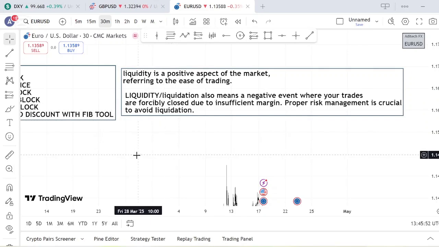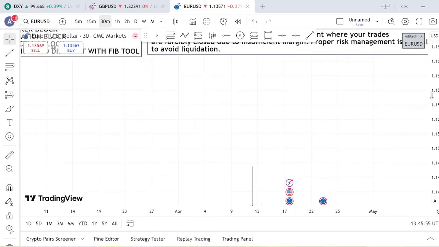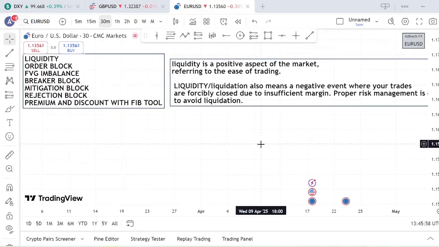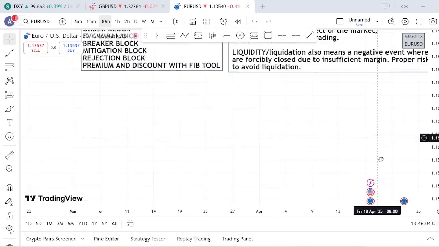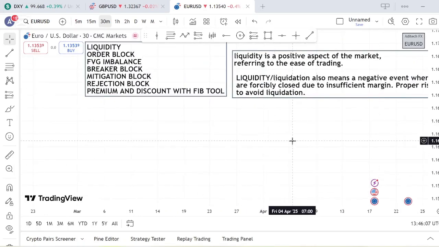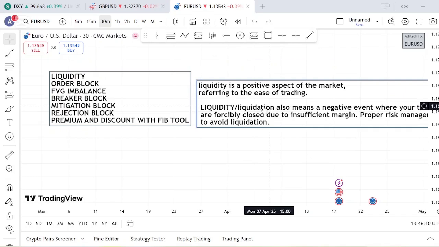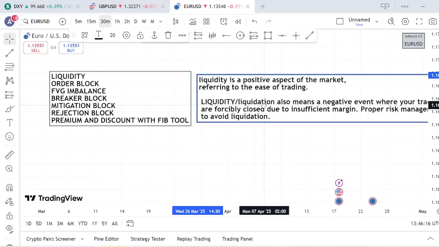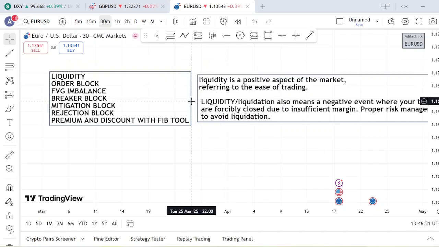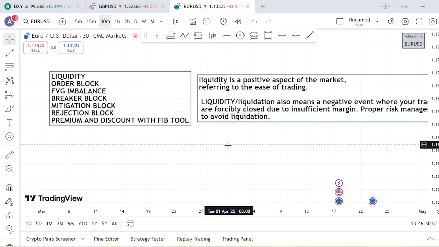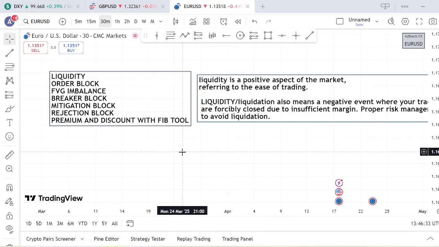Now, let me explain this in a simpler way. Liquidity in forex trading simply refers to ease of trading. When there's a lot of liquidity in the market, traders hit their take profit easily. When you click buy or sell and there's enough liquidity in the market, your trades will trigger quickly, whether in profit or in loss. So liquidity in simple terms refers to money in the market. We simply trade money in the forex market.